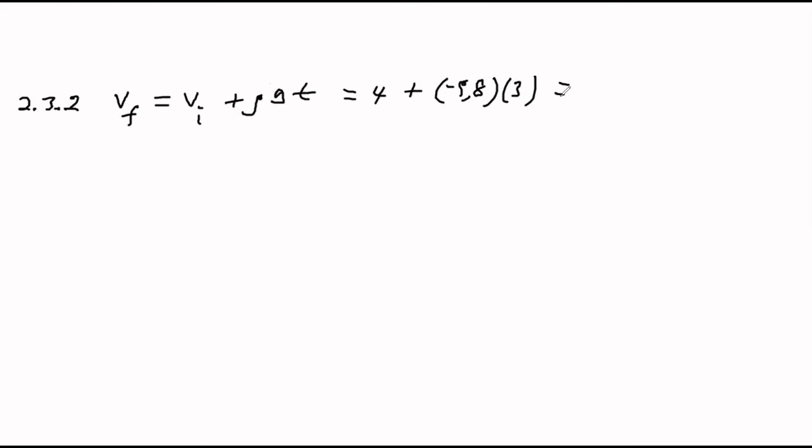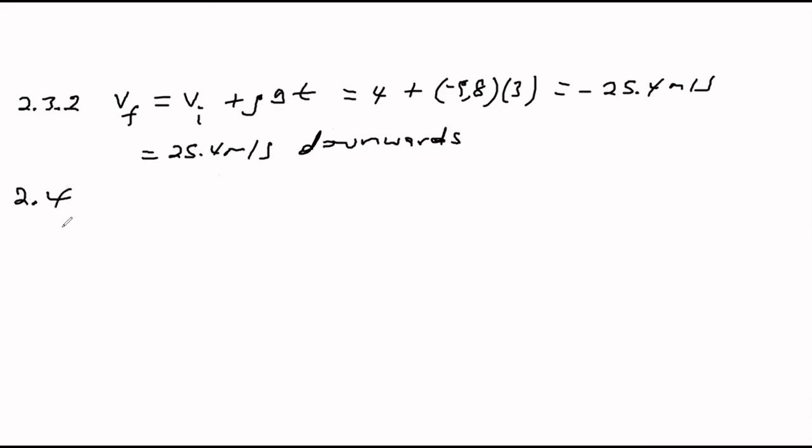Let's make calculations. So the answer is negative 25.4 meters per second, which means it is 25.4 meters per second downwards. So it is negative because it is acting downwards.